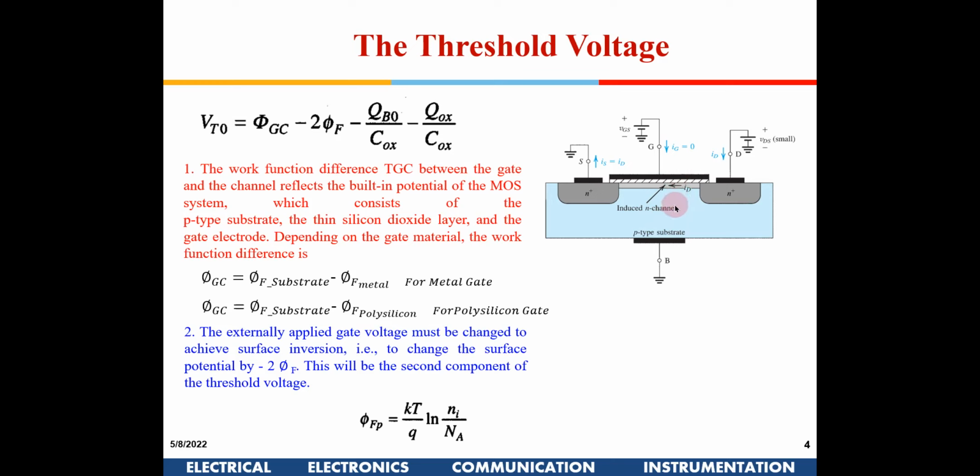So what is the electric field? Voltage divided by length, right? So if you reduce the length and keep the voltage constant, the electric field will keep going high, and that will damage the device. So you need to scale down the VDD also.